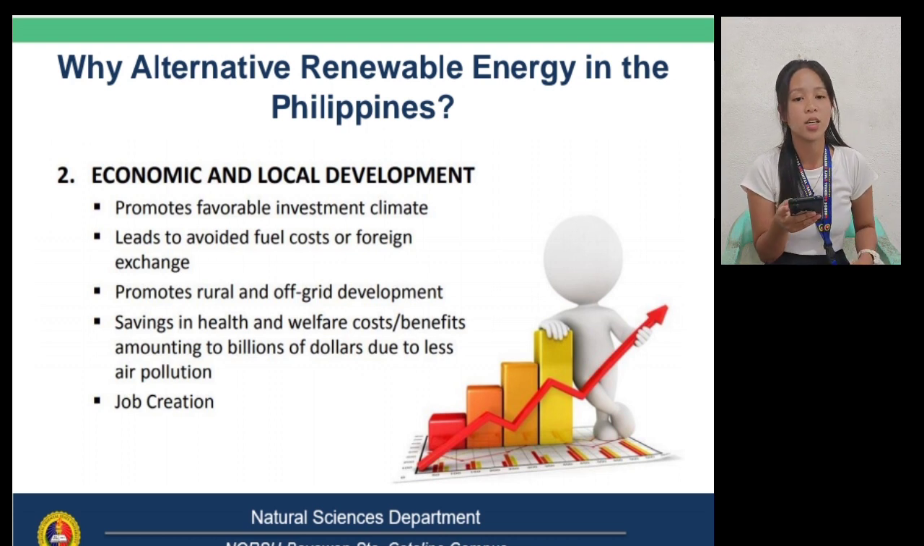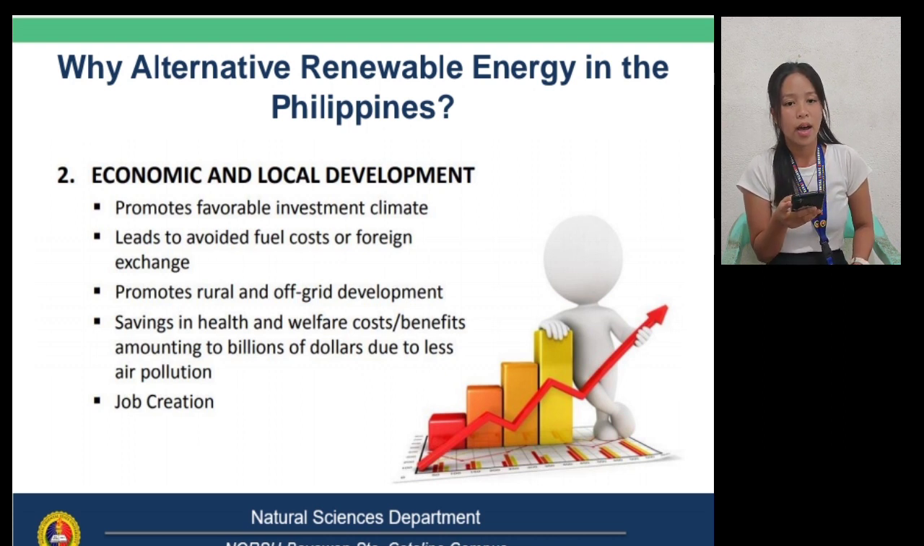Then saving in health and welfare costs, with benefits amounting to billions of dollars due to less air pollution. Investing in economic and local development can lead to significant savings in health and welfare costs by reducing air pollution. This saving can amount to billions of dollars, which can have a positive impact on the overall well-being of communities and contribute to sustainable economic growth.